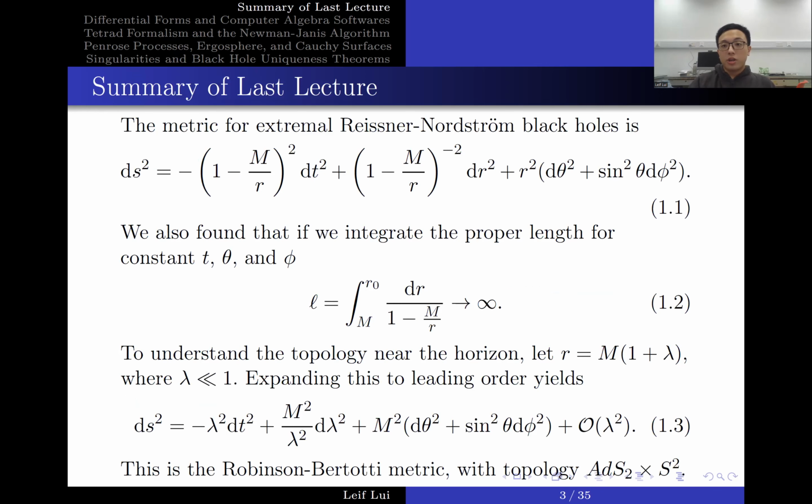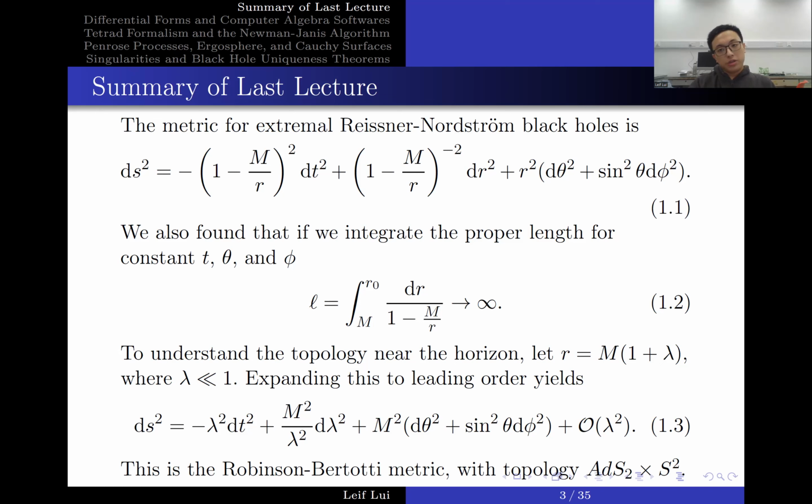So recall in the last lecture, we discussed extremal Reissner-Nordstrom black holes, and this is for black holes with mass equivalent to the magnitude of the charge. So the metric is as follows. And we found, unlike the Schwarzschild case, the extremal Reissner-Nordstrom black hole cannot yield wormhole solutions, and this is because the proper length for constant t, theta, and phi diverges, and this corresponds to a wormhole with an infinite throat.